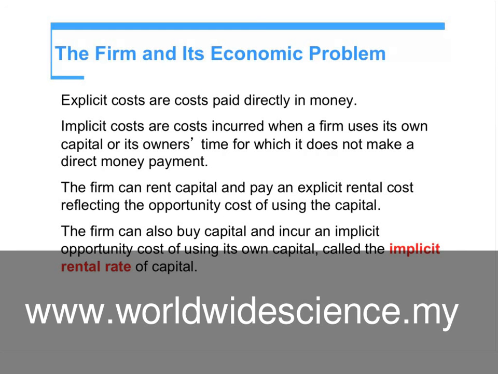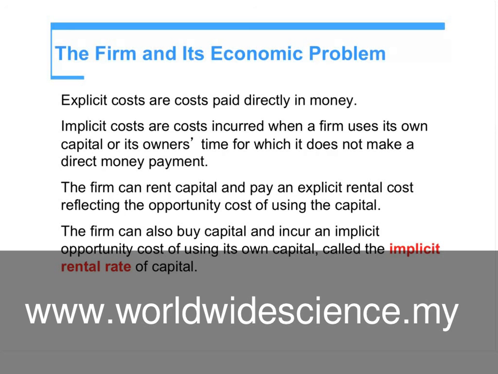So you could incur direct, explicit, and implicit costs at the same time as in this case. So you can rent capital and pay an explicit rental cost, reflecting the opportunity cost of using capital. So the firm can also buy capital and incur an implicit opportunity cost of using its own capital, called the implicit rental rate of capital. So when you buy capital and incur an implicit opportunity cost, you use your own capital, and it's called the implicit rental rate of capital.